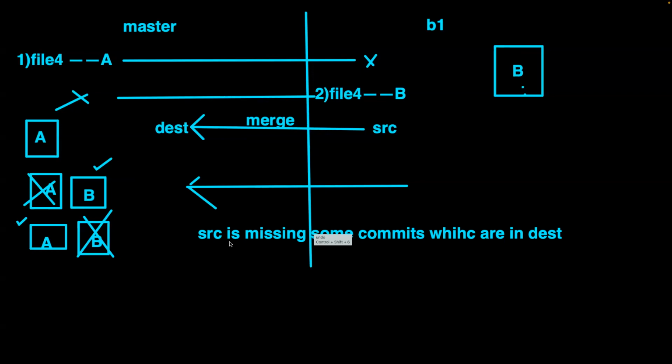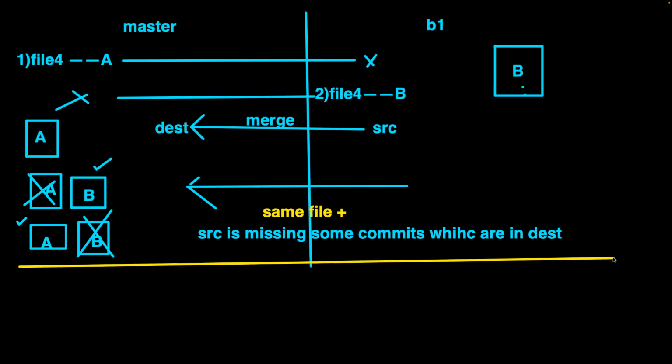Means, why are you getting a conflict? Same file, and also source is missing some commits. One reason is same file, but if it is just same file, it will not happen. Same file plus source is missing some commits which are in destination, like source is missing commit A which is in destination, you get a conflict.